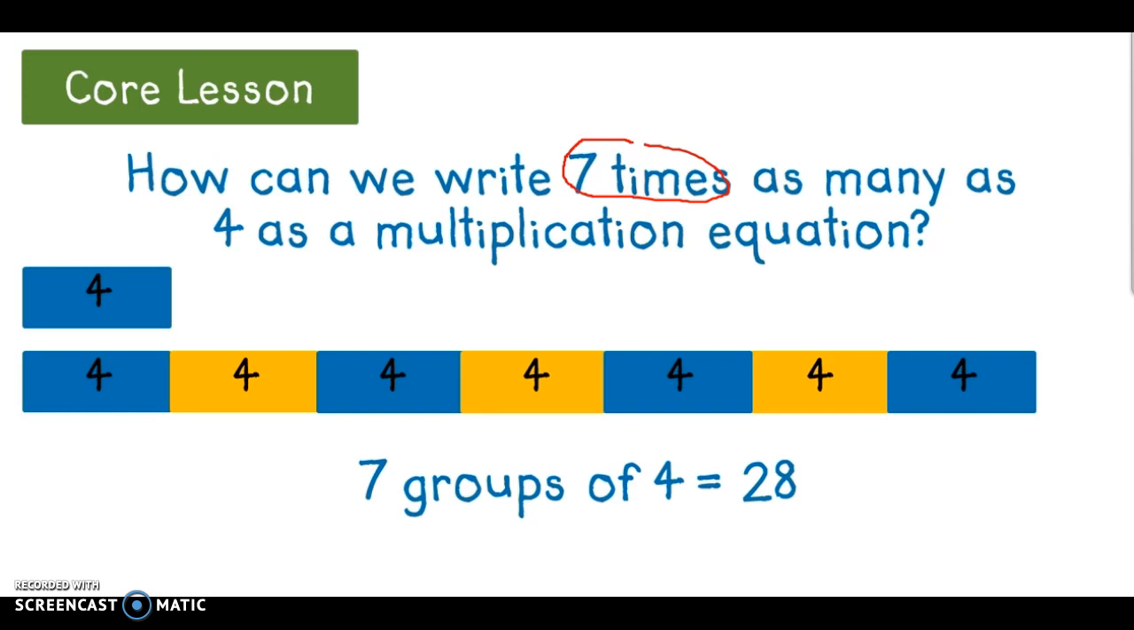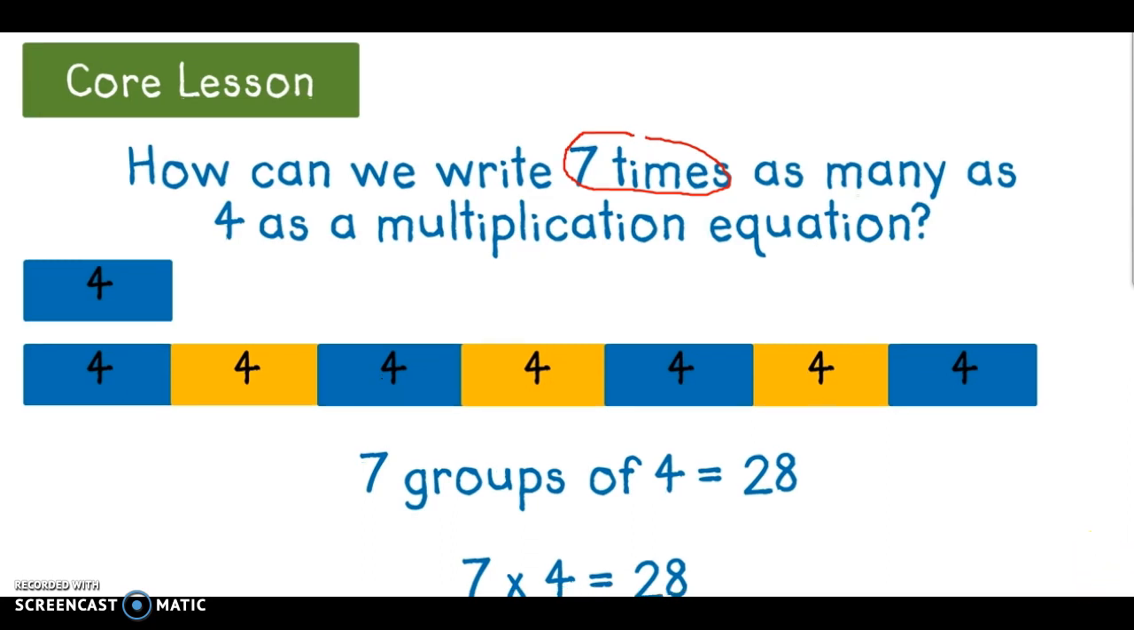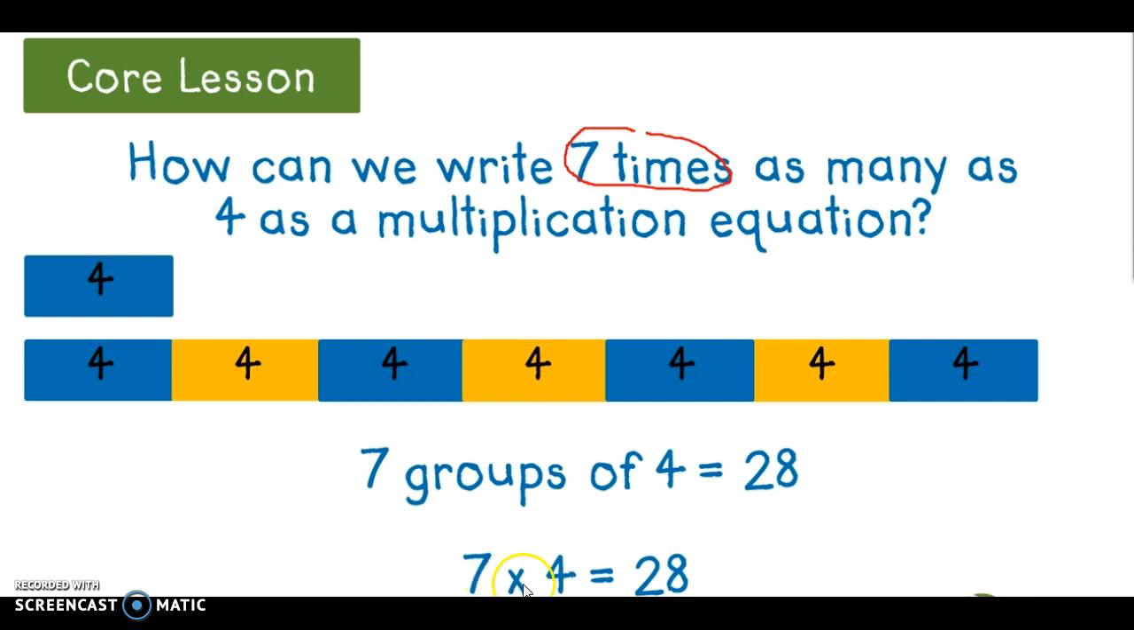So 7 groups of 4 equals 28. And then the equation, which you might have written down, would have been 7 times 4 equals 28.